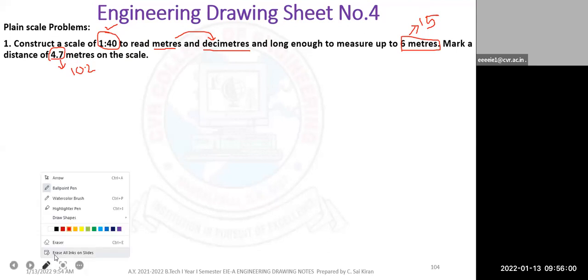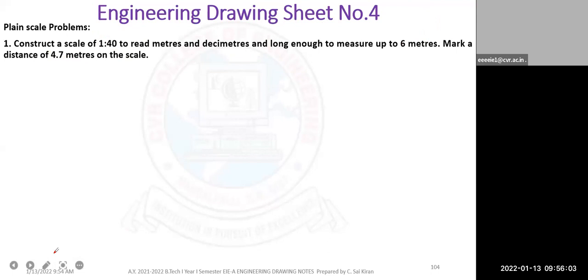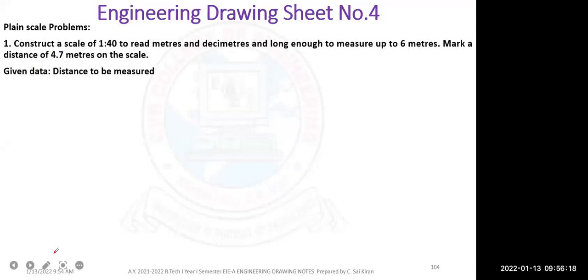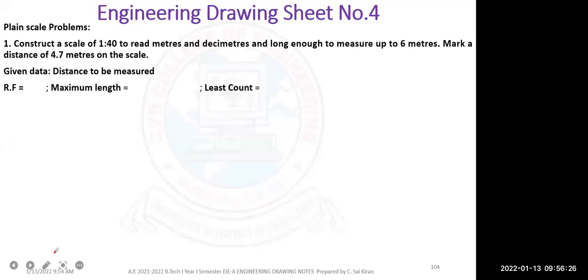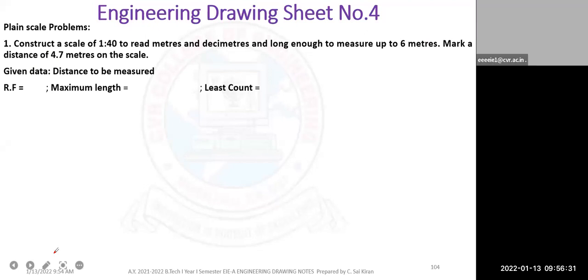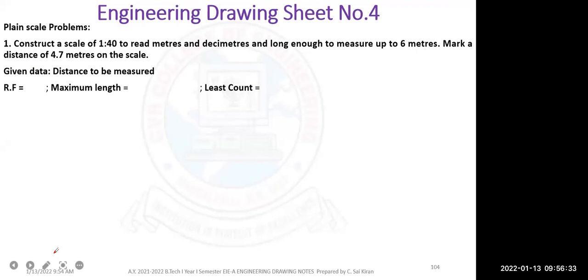Okay, I'll ask you a few questions, so please respond. Can anyone tell me what is the distance to be measured on the scale? 4.7. Yes, you have to measure 4.7 on the scale. Can anyone tell me what is the RF value? 1:40 is the RF. Next, what is the maximum length of the scale? 6 meters. 6 meters is the maximum length of the scale.